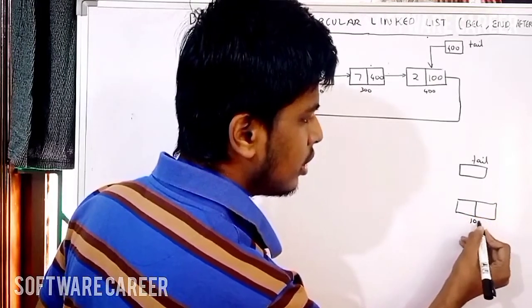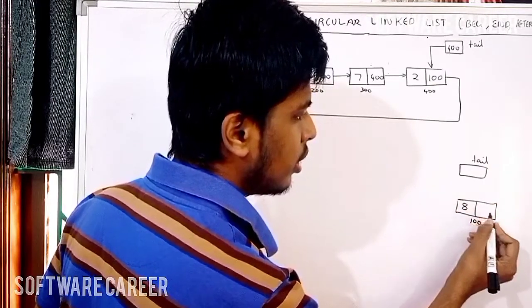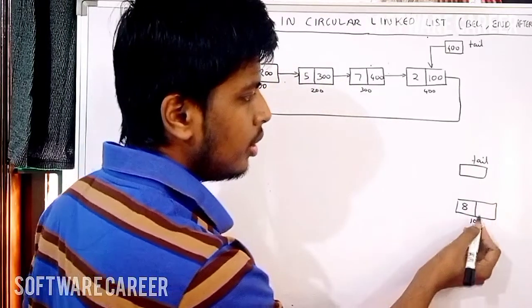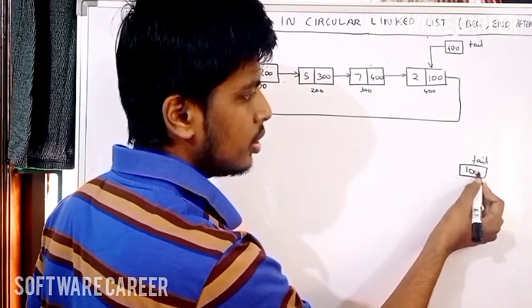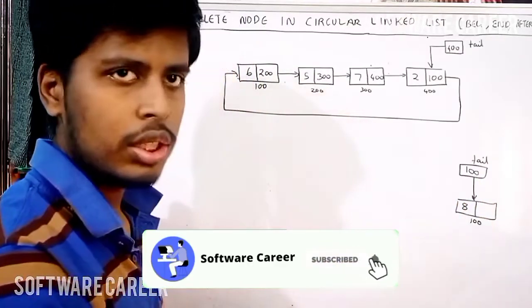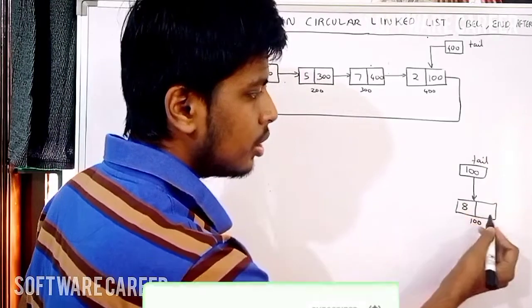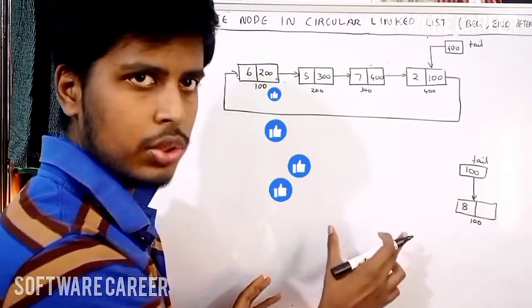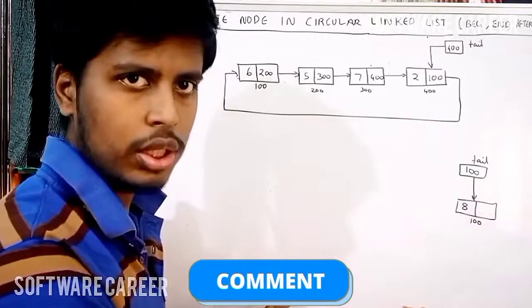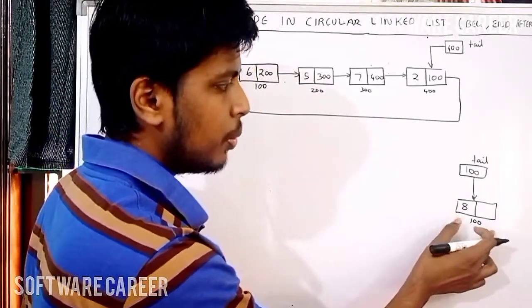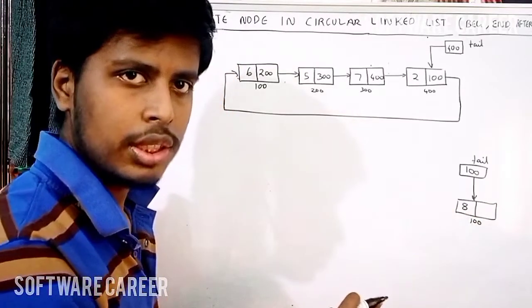Let's say this address is 100 and the data stored is 8. Now this is the last node. So 100 is stored in this tail address. So tail points towards this node. Now I should make this circular. Circular means in the pointer part of the last node I should store the address of the first node. So which is the first node? This is the first node, because the first node and last node are the same here.